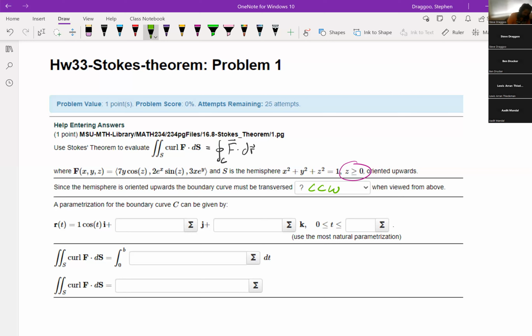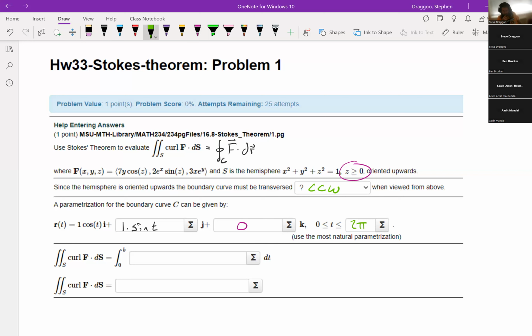So X it's giving me is 1 cosine t. That means that Y is going to be 1 times sine t. Again, I'll write in the 1 just to emphasize that, if we needed a radius in there, we could multiply it in. And this circle is in the XY plane because that's where we're cutting off our unit sphere. So the Z component of this boundary curve is 0. Again, that's because we're in the XY plane. We're going all the way around our curve, that boundary curve, which is the circle. So theta, or t, should go between 0 and 2 pi.